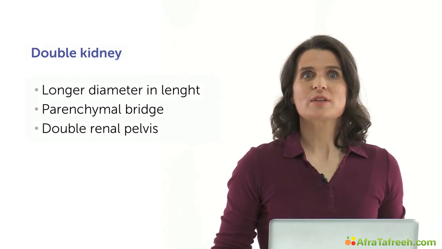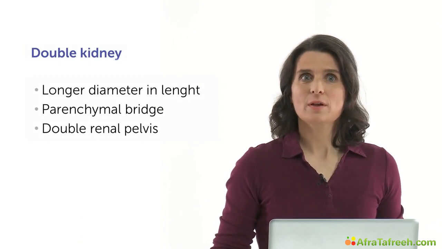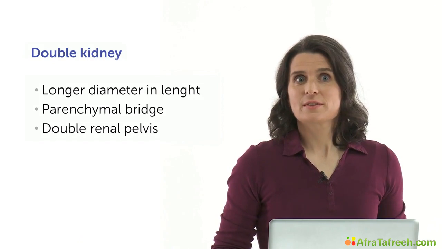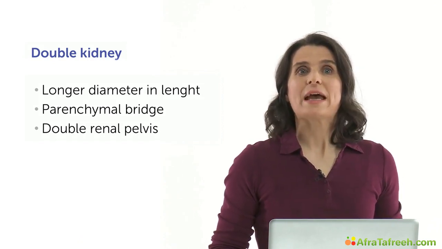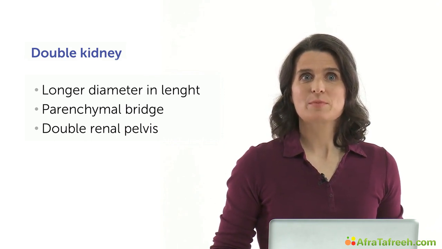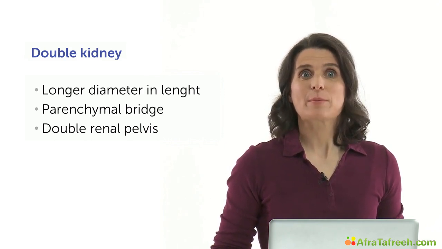Another not uncommon variation is the double kidney. The double kidney shows a kidney longer in diameter with two pelvic-calcial systems and a parenchymal bridge in between. It is normally asymptomatic, but can sometimes be associated with other abnormalities of the urinary system. Usually, this is an incidental finding without any symptoms.